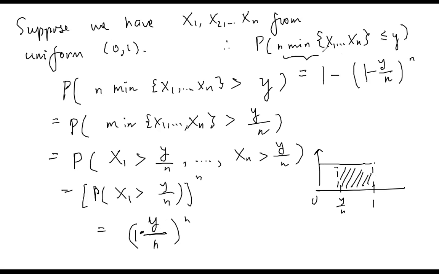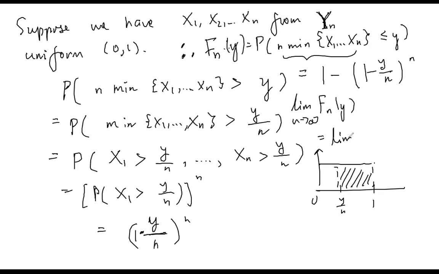Right, so you can think of this as one random variable Y_n. So this is my F_Yn, which is equal to this. And if I take the limit, this will be taking the limit. So what will this limit be? Can somebody tell me? What is this limit?